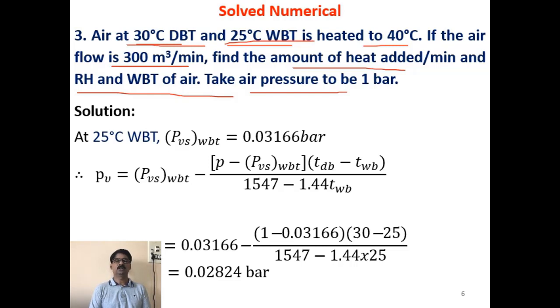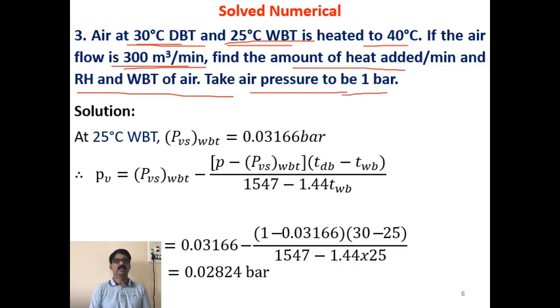So it is heated to 40 degrees Celsius. 40 degrees Celsius is once again the dry bulb temperature. So all of you want to understand this. Now the airflow rate is given, which is 300 meter cube per minute. So you have to find out what amount of heat is added and what is the final RH and WBT of air, and you are asked to take the atmospheric pressure to be 1 bar.